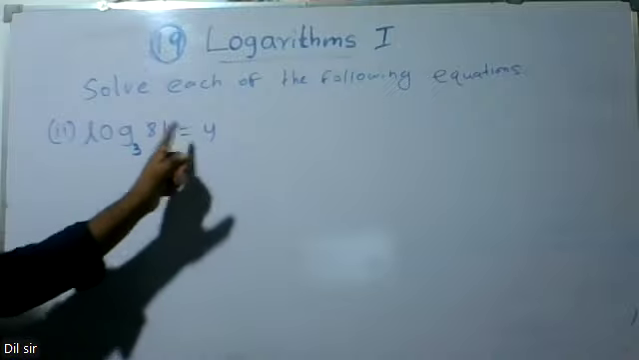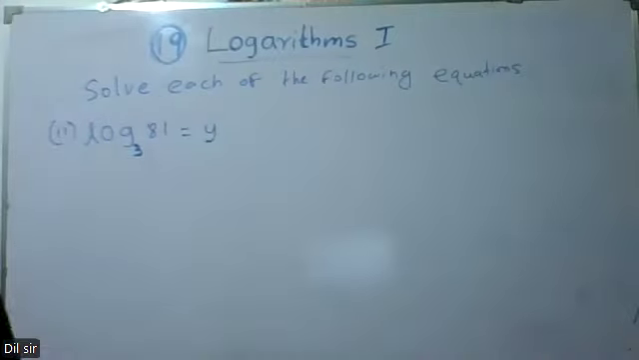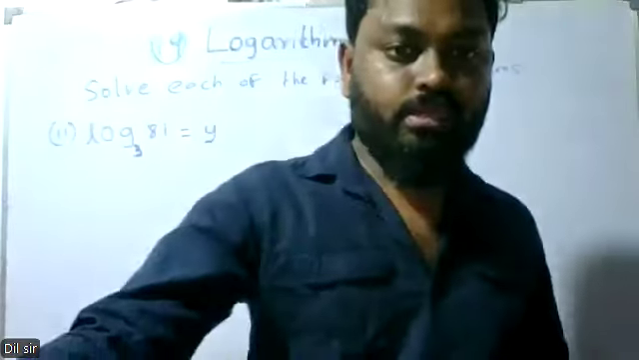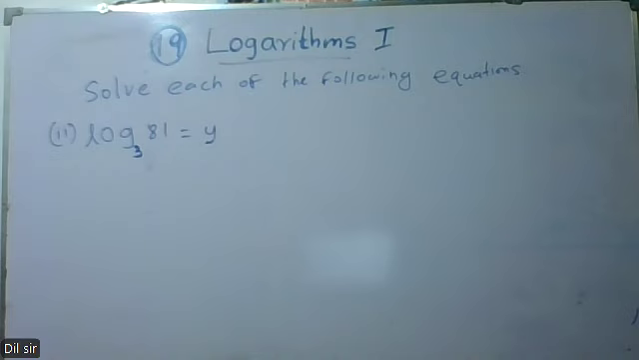Logarithm of 81 to base 3 equals y. You have to find out the value of y. The unknown term is y. First write this in index form. Check where the unknown term is, in the base or in the index, and arrange your answer. Find your answer and put the answer to the chat box of Zoom.